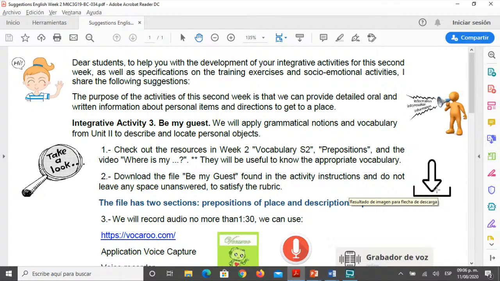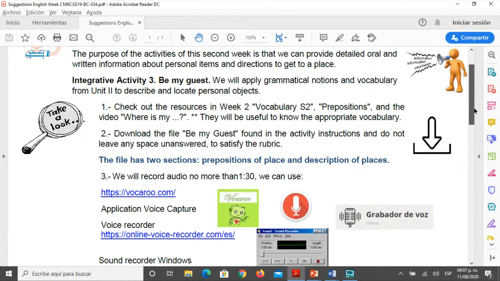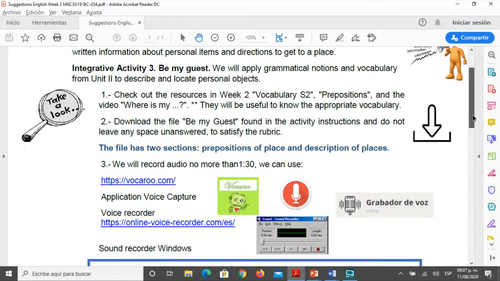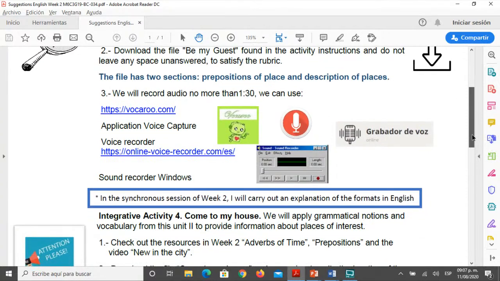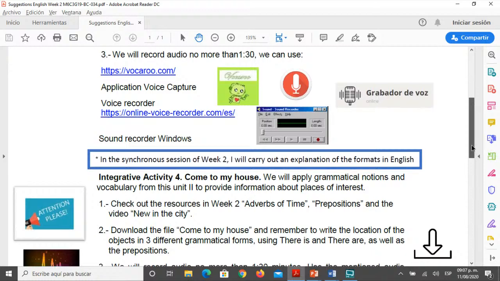The purpose of these activities of the second week is that we can provide detailed oral and written information about personal items and directions to get to a place. In the interactive activity 3, Be My Guest, we will apply grammatical notions and vocabulary from Unit 2 to describe and locate personal objects. We're going to check it out in a minute, but it's important that we check the resources in week 2: vocabulary S2, prepositions, and the video Where Is My. They will be useful to know the appropriate vocabulary. Here I have step by step what we have to do. We're also going to go step by step with the recordings of both activities.